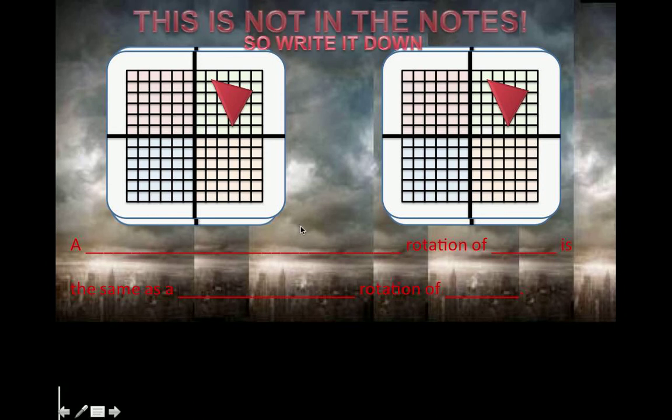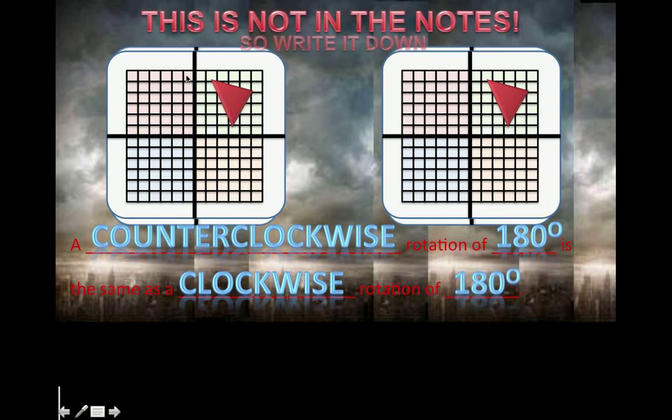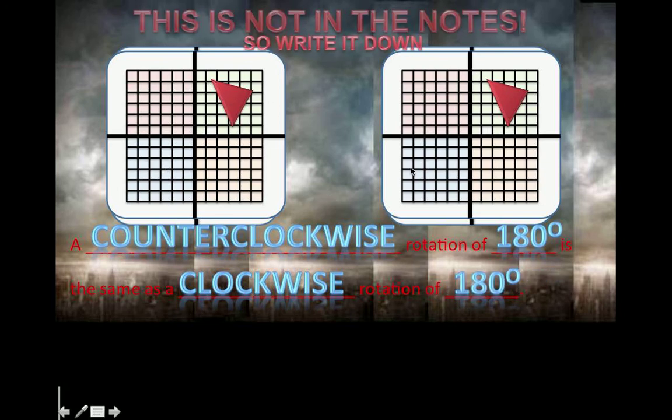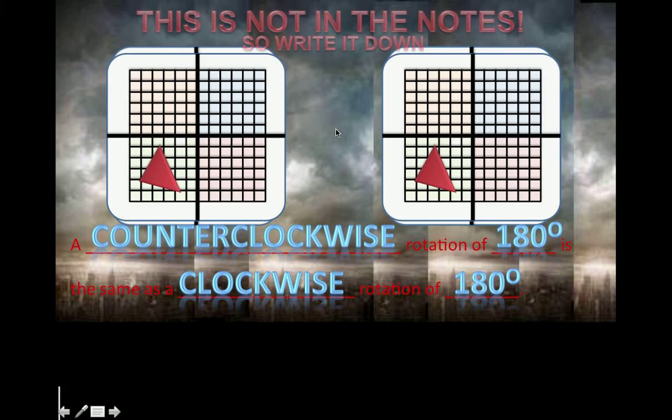The second thing that you need to write down is that a counterclockwise rotation of 180 degrees is the same as a clockwise rotation of 180 degrees. So if we spin this one halfway to the left and spin this one halfway to the right, they're going to end up to be the same. So both these triangles end up looking identical.